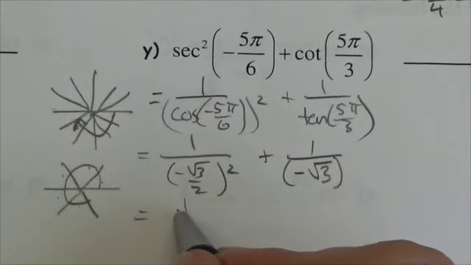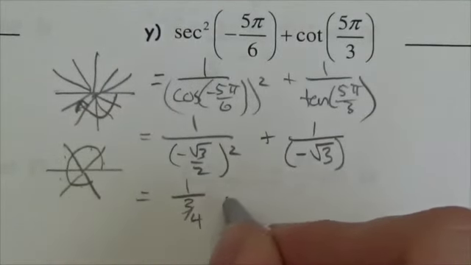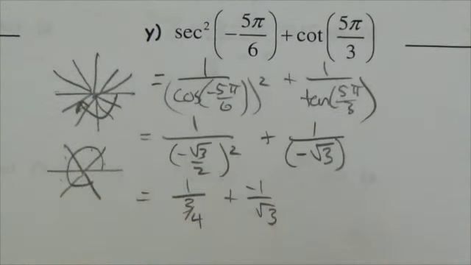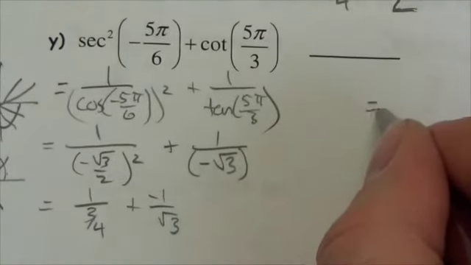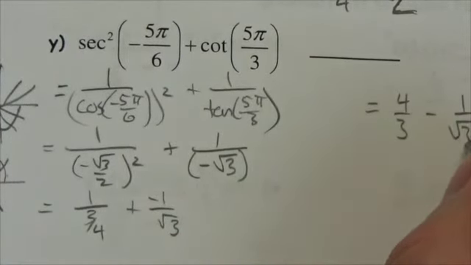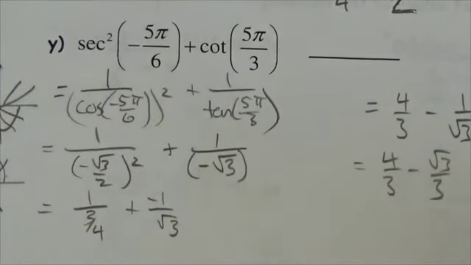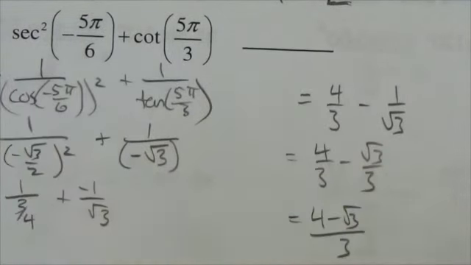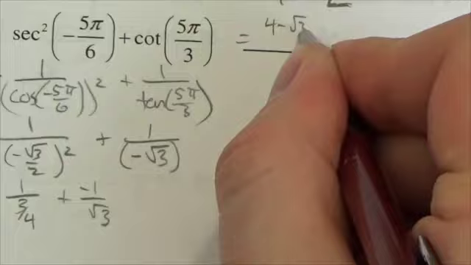Now this becomes 1 over, the negative squared becomes positive, so 3 over 4. This becomes negative 1 over root 3. Continuing over here, 1 over 3 over 4 is just 4 over 3, minus 1 over root 3. I'm going to rationalize that to get 4 over 3 minus root 3 over 3. Because the denominators are the same, I can write 4 minus root 3 over 3. That's the final answer for this question: 4 minus root 3 over 3.